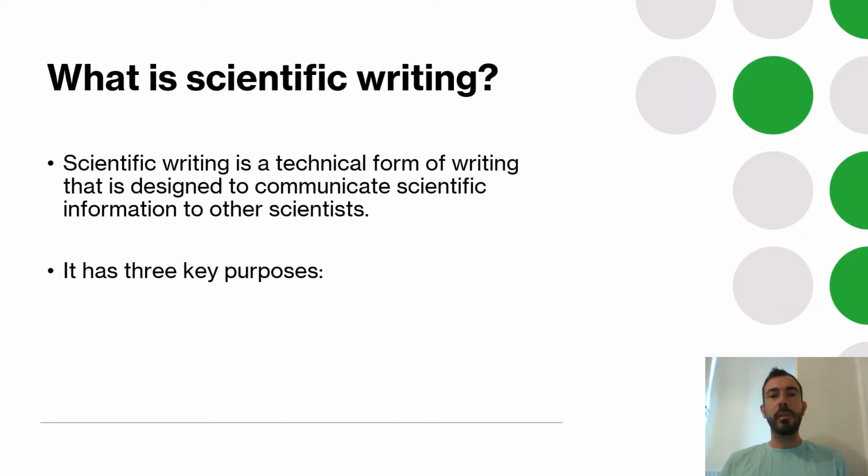Firstly, I'm going to cover the idea of scientific writing and how this differs from writing that you may read in a newspaper or a fiction book or other printed text. Scientific writing is very technical. It's technical because it's subject specific and it is designed to communicate information to other scientists and researchers.